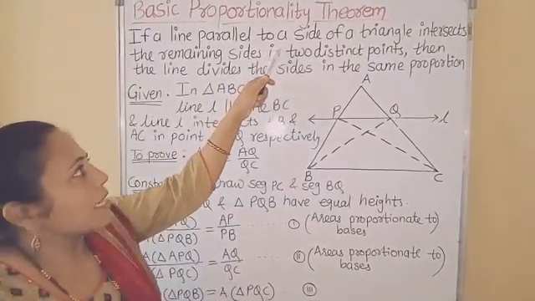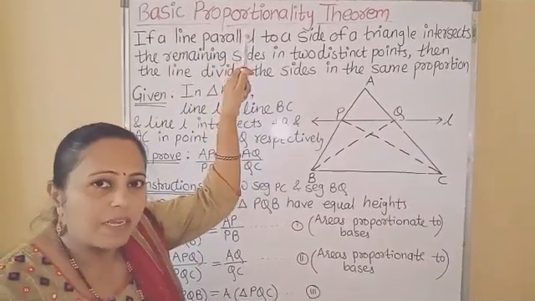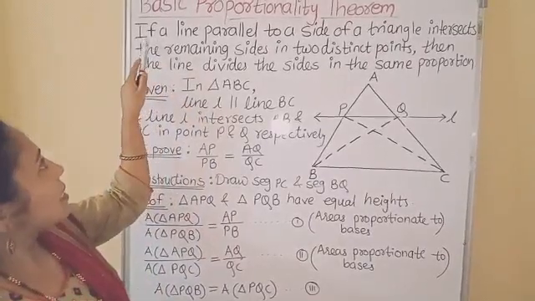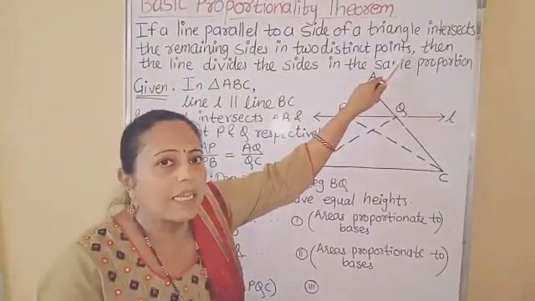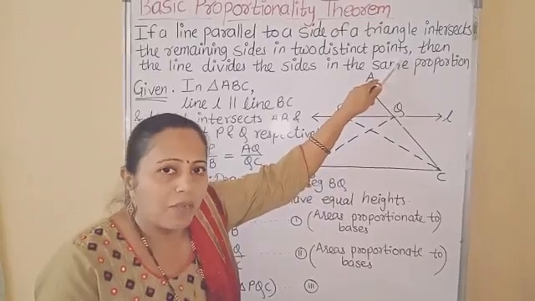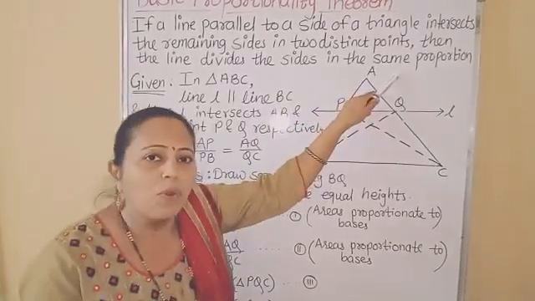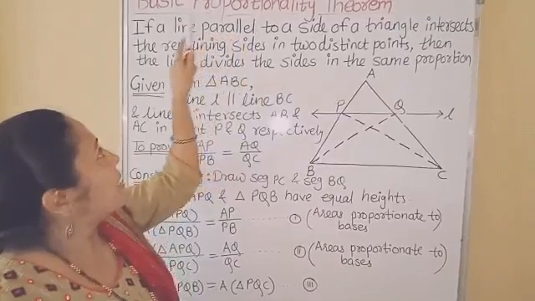Students, from the statement of the theorem, our first step is to identify what is given and what we have to prove. The part of the statement from "if" to "then" is the given part, and the part of the statement after "then" is what we have to prove. Okay students, here we will see what is given.